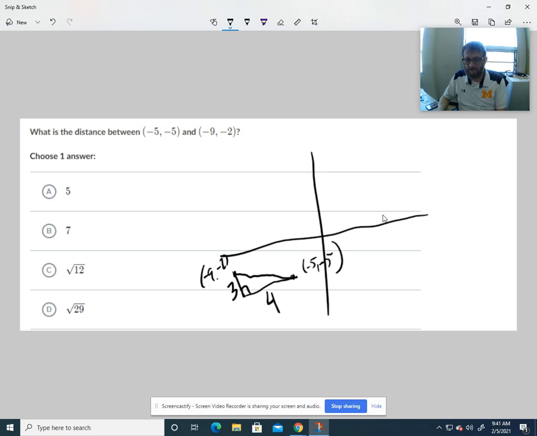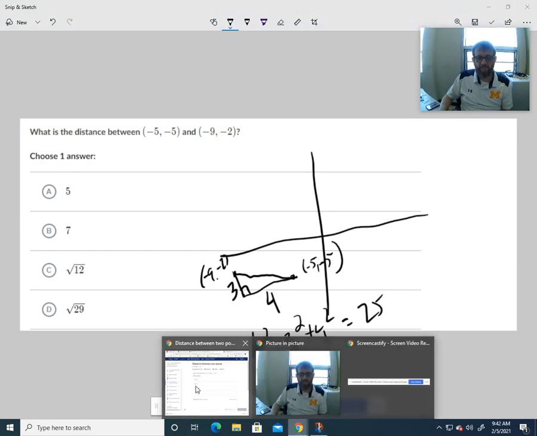And we just did this triangle just a couple of seconds ago. H squared equals 3 squared plus 4 squared. We know that comes out to be 25, which means the answer is 5 again, because the square root of 25 is 5.